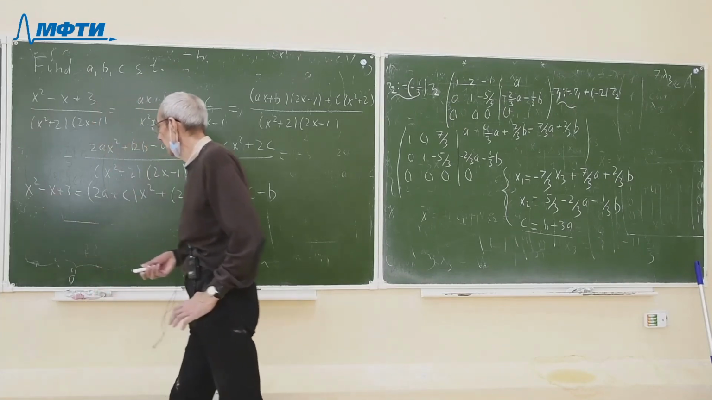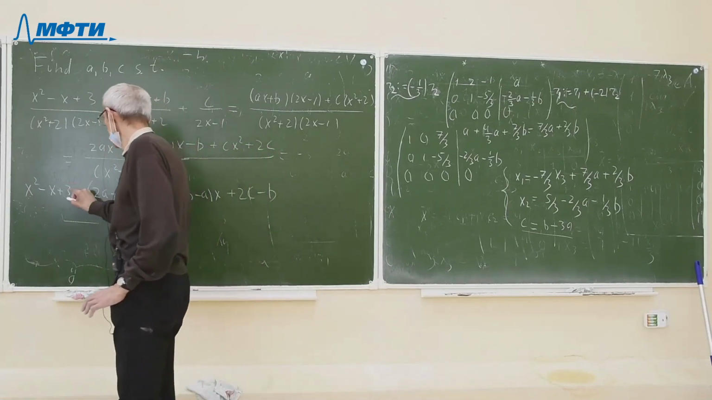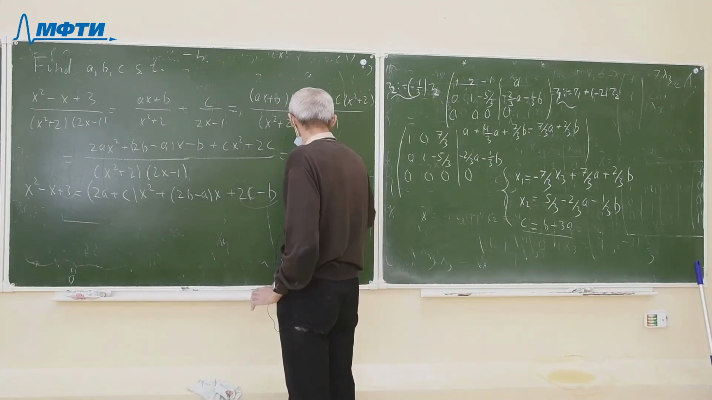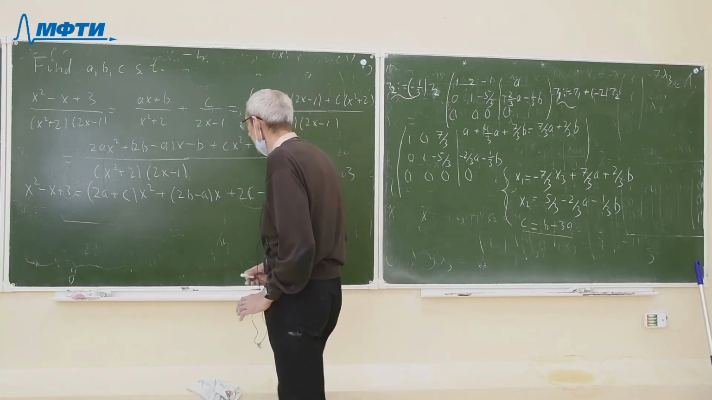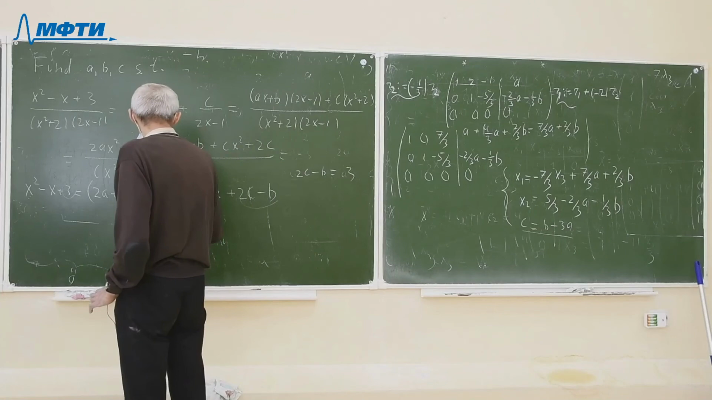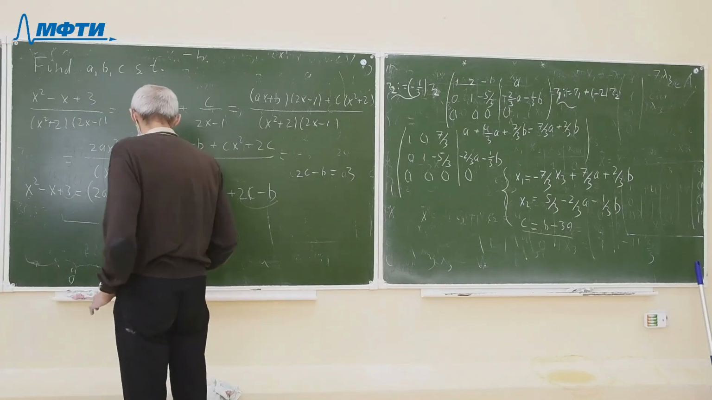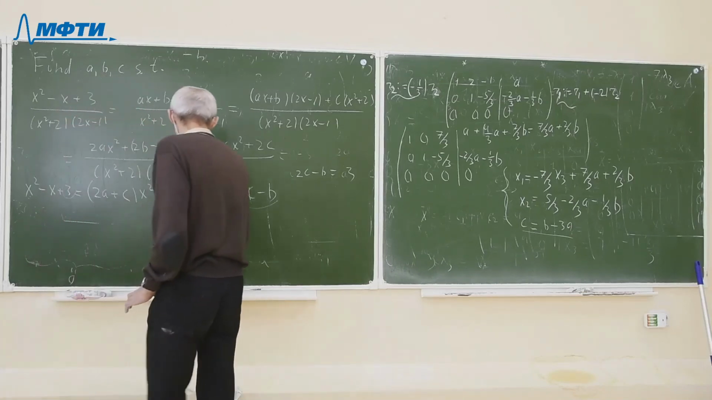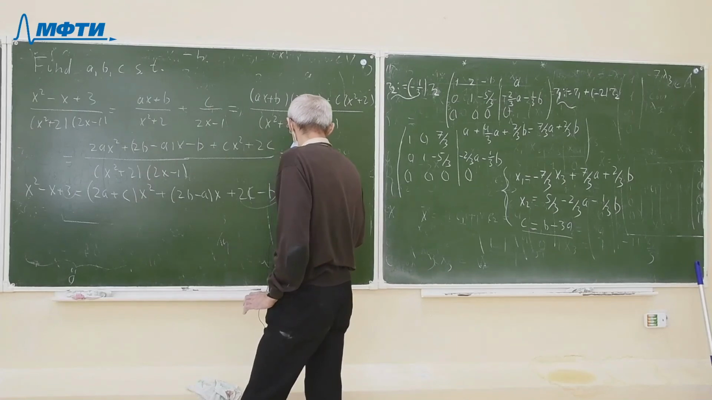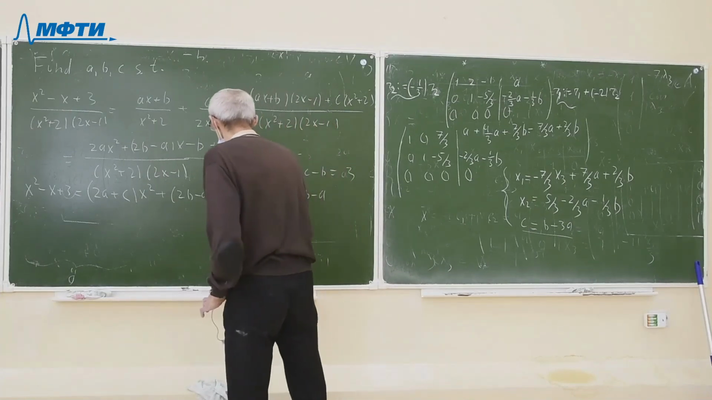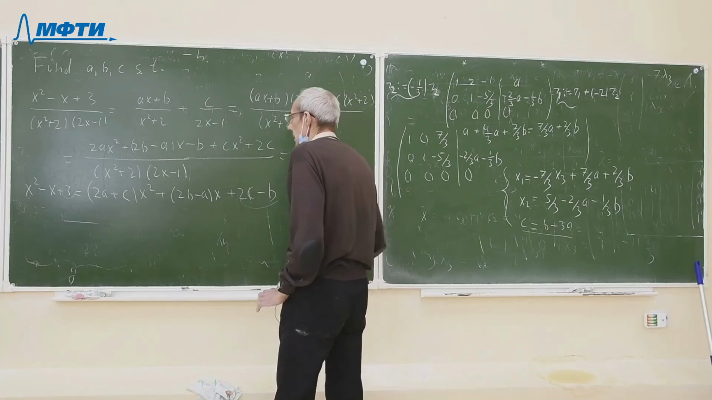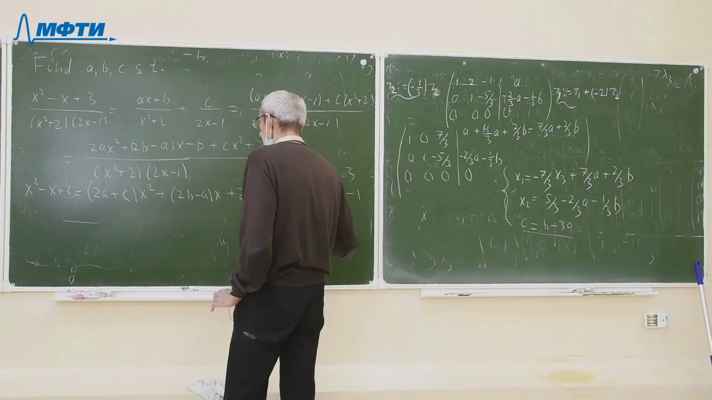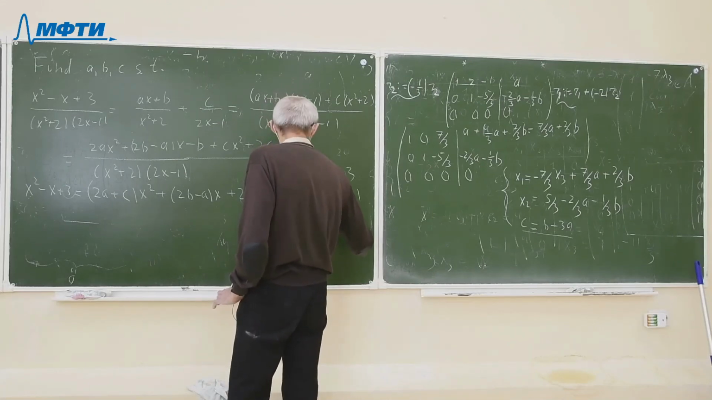We can put the value of variable x equal to 0, and it is easy to see that the free term, 2c minus b, is equal to 3. After that, we can divide this equality by x and also put x equal to 0, and it is easy to see that the coefficient of x, 2b minus a, is equal to minus 1. In the same way, we obtain that 2a plus c is equal to 1.